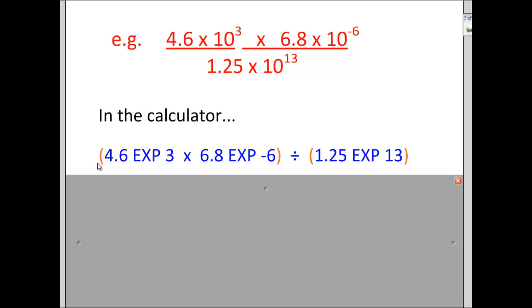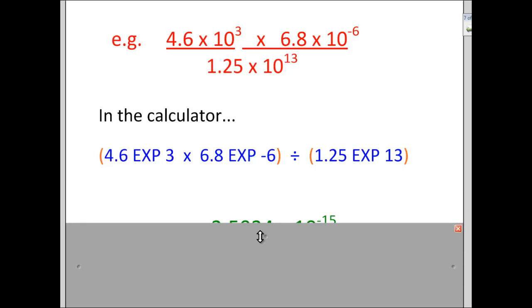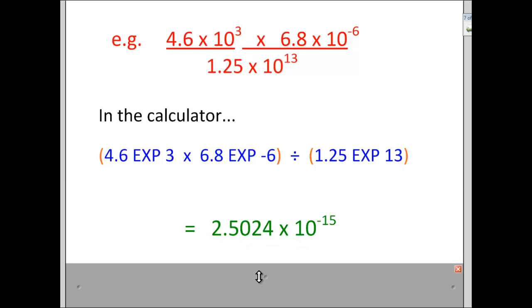Now notice around that I've put brackets. That's important when you're dealing with things that are written like this, with something on top and something on the bottom. So we bracket the top and we bracket the bottom. Divided by 1.25 EXP 13. So if you type that into your calculator, press equals, and we'll see if you've done it correctly. You should see an answer something like that in your calculator.